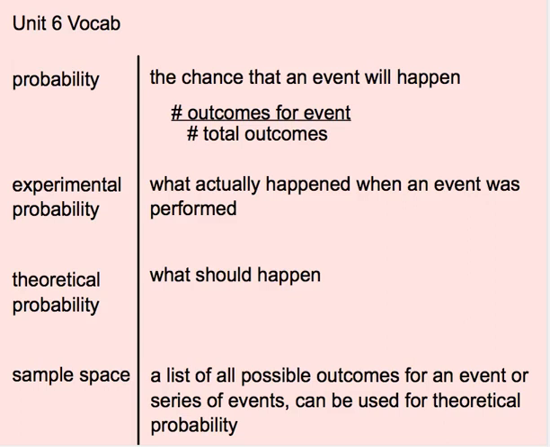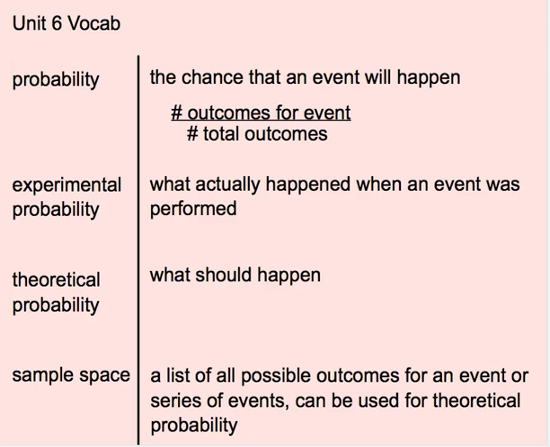Today's lesson is theoretical probability, but because we've been looking at the iBook and your notes haven't been quite as consistent as they have been the rest of the year, I wanted to throw up all the vocab words that we've seen so far. So the first is generic probability, or the chance that an event will happen.